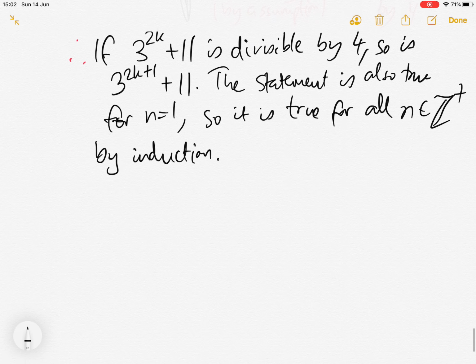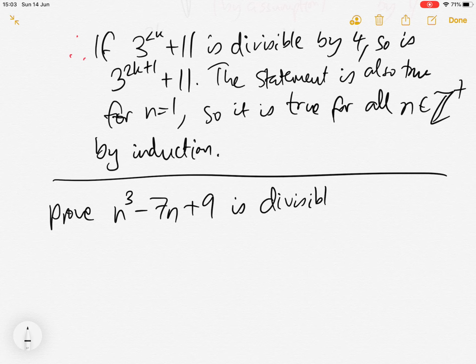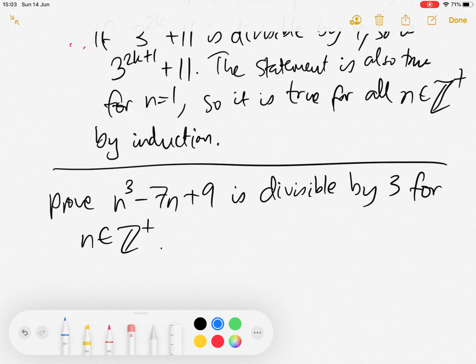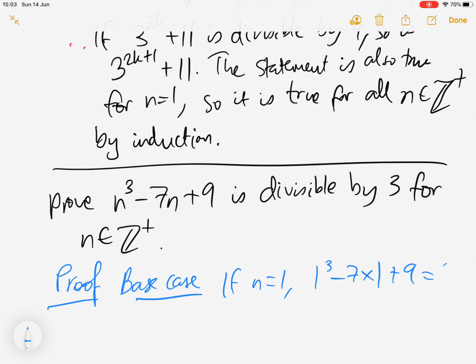So now we'll consider a different example. So now the question is prove n cubed minus 7n plus 9 is divisible by 3 for n a positive integer again. So this time the proof, we'll first do the base case as always. If n is 1, 1 cubed minus 7 times 1 plus 9 is 3, which is divisible by 3.